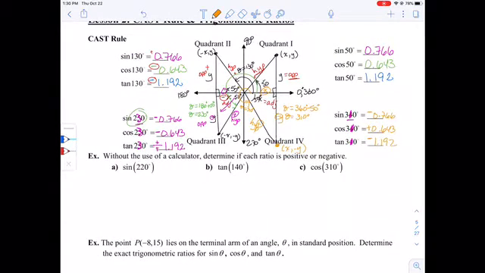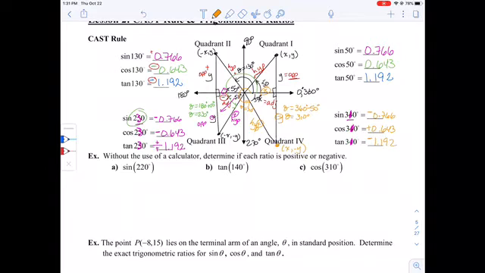So this demo hopefully describes what is called the cast rule. If we just draw a little quadrant like this, the cast rule basically says if I look in each quadrant, which ratio is positive. In the first quadrant, all are positive, okay? In the second quadrant, sine is positive. In the third quadrant, tan is positive. And in the fourth quadrant, cosine is positive.